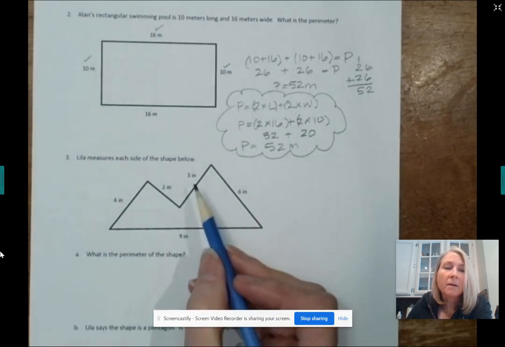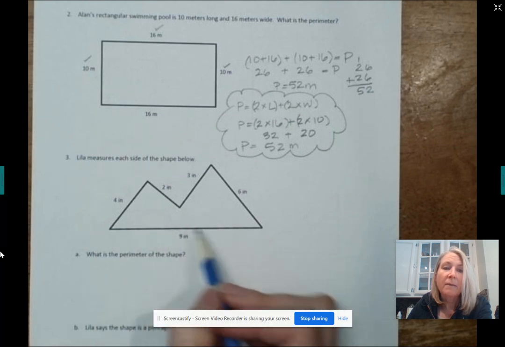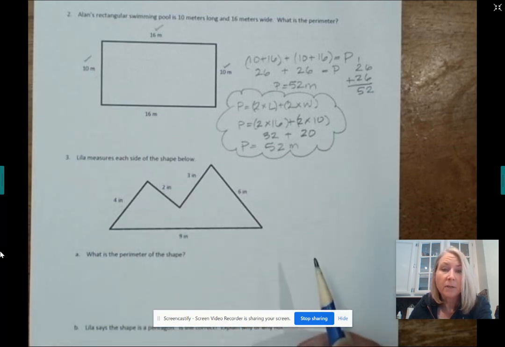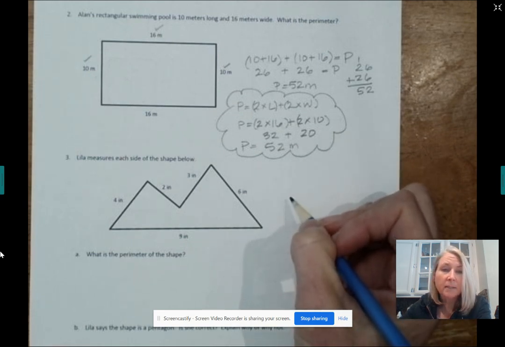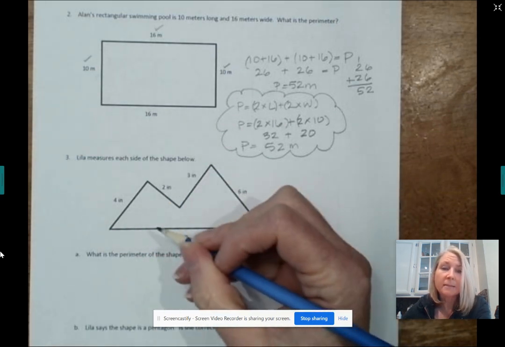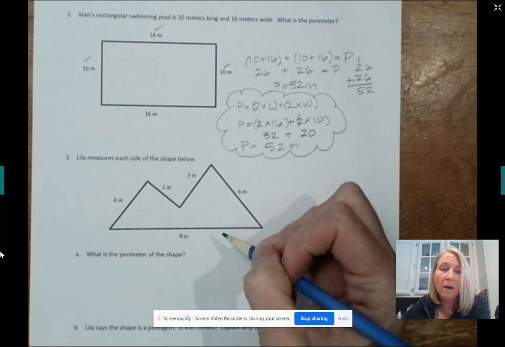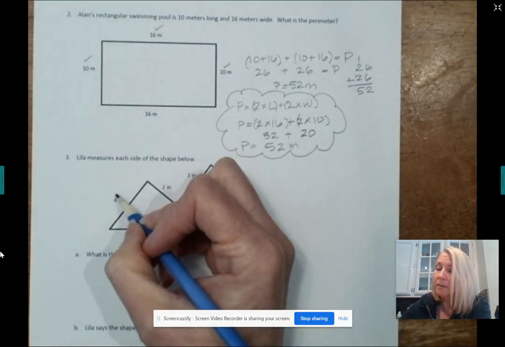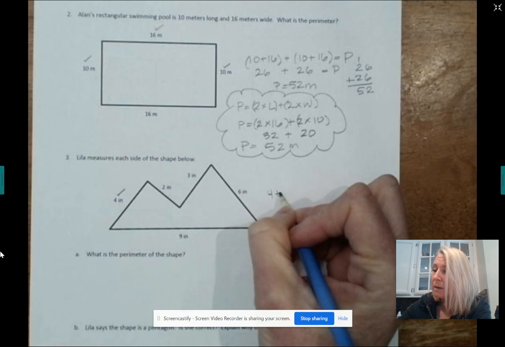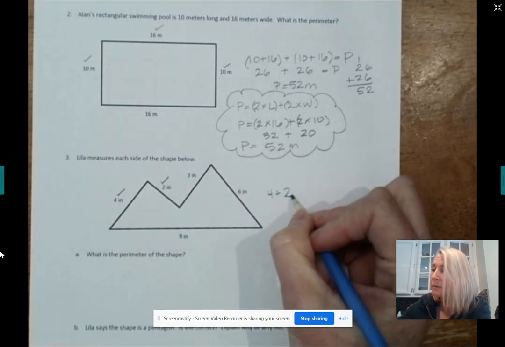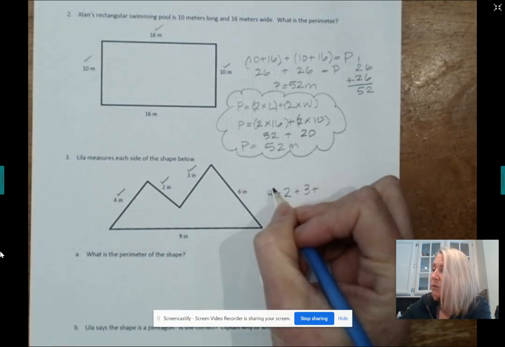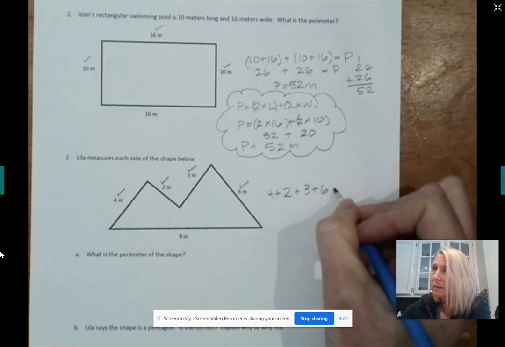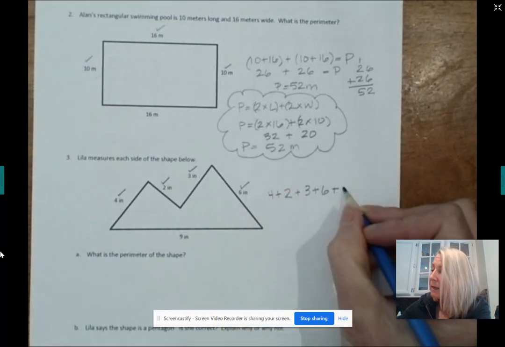Now, down on number 3, we have this mountain-range-y figure, right? So here's one of the fancier looking polygons that we're going to see today. So you just have to really make sure, again, to keep that system of moving around the figure while you're recording your side lengths. So we have a 4, and we have a 2, and I have a 3. Then moving on, I have a 6, and then I have a 9.